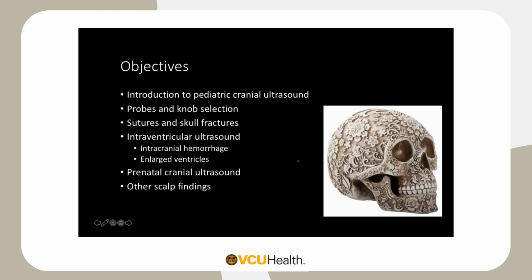The objectives I want to go through are to introduce what pediatric cranial ultrasound we do in the PER, some of the probes and knob selections, and then what you can find when you do these for skull fractures and looking at suture lines, as well as any intracranial pathology that we may encounter in the pediatric ER. Sometimes we do see pregnant women come through the pediatric ER, and from time to time we also do some prenatal cranial ultrasounds, and then introduce other scalp findings.